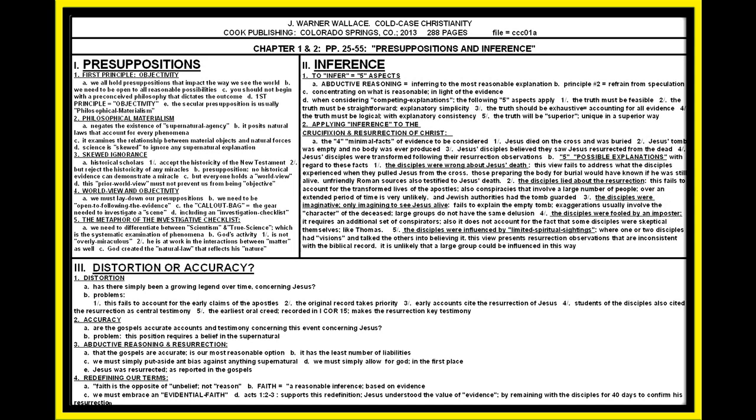Number 4, the disciples were fooled by an impostor. It requires an additional set of conspirators. Also, it does not account for the fact that some disciples were skeptical themselves, like Thomas. Then 5, the disciples were influenced by limited spiritual sightings, where 1 or 2 disciples had visions and talked the others into believing it. This view presents resurrection observations that are inconsistent with the biblical record. It is unlikely that a large group could be influenced in this way.